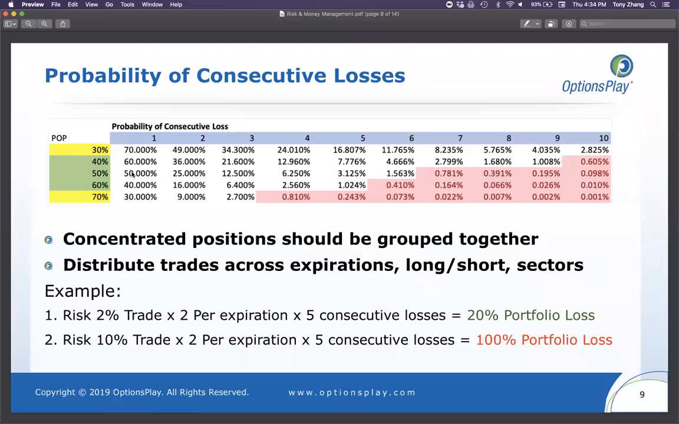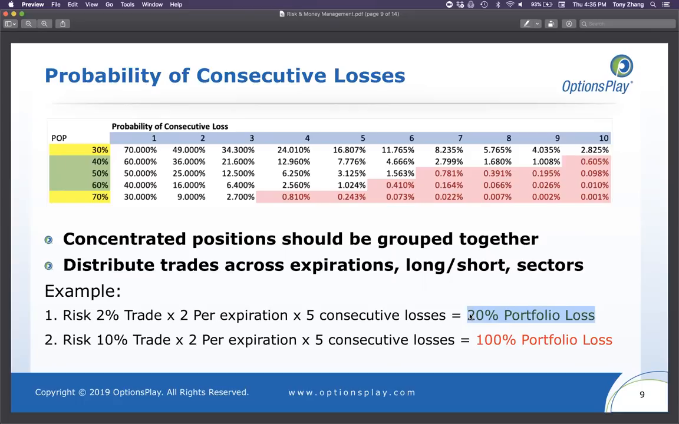So in order to really truly have this 3% chance of having 5 consecutive losing trades, that has to be five distinct groups of trade. So what do I mean by that? If you're risking 2% of your account per trade, but you have 2 trades going on expiring at the same time, then you need to multiply that by the 5 consecutive losses that you might have. So you would have potentially a 20% portfolio loss. So keep that in mind. You don't want to just think about the number of trades, you also want to think about how many groups of trades that you have.